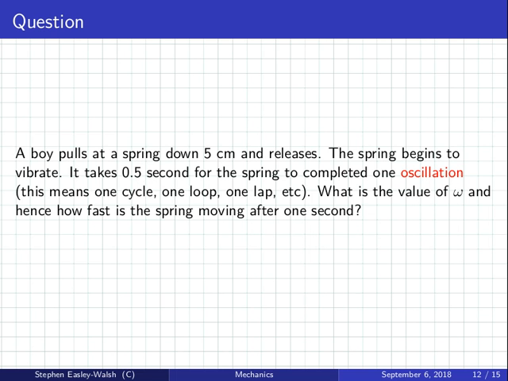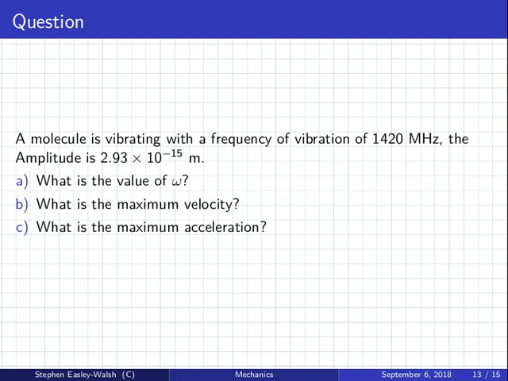Okay, continue. Next one. And again, I think we'll do this one together. So, this one is a molecule. You all know what a molecule is from chemistry. And it's vibrating very fast. The frequency is 1,420 megahertz. How big is a mega? 10 to what power? 6. Giga is 9. So that means, in 1 second, how many times does the molecule oscillate? It would be about 1 billion times. So I think we agree the molecule is moving quite fast.